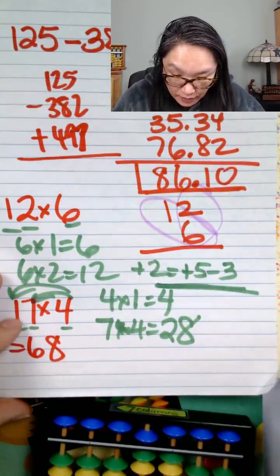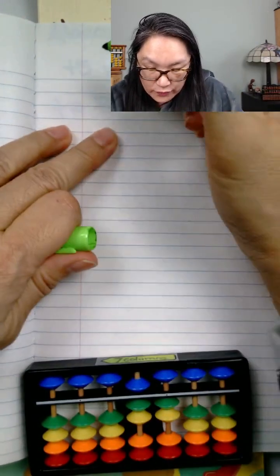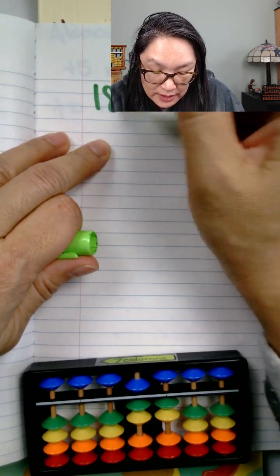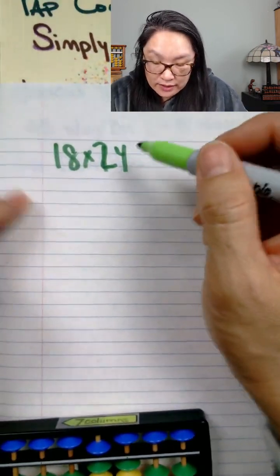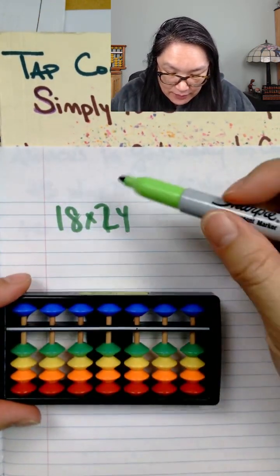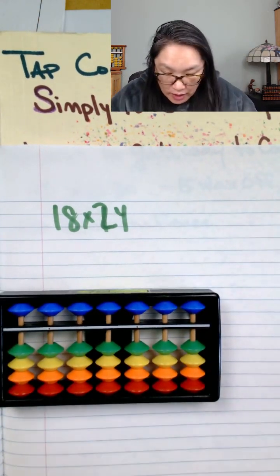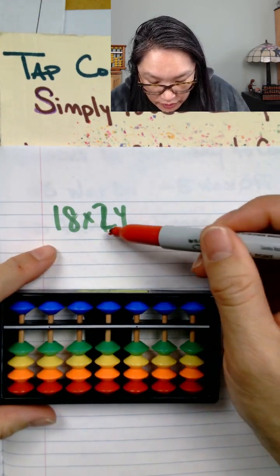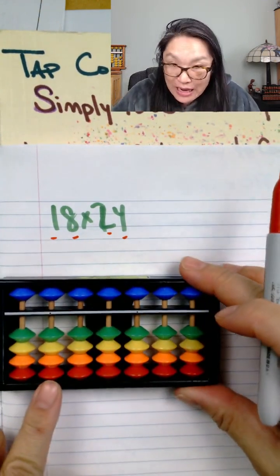So, we can do another one. We could do two times the two digits, right? So if we did 18 times 24, let's do that. 18 times 24, same exact thing. The process is the same. So what we're going to do is find our starting point. So 1, 2, 3, 4. Our starting point is 4. So that means we're at the thousands column.